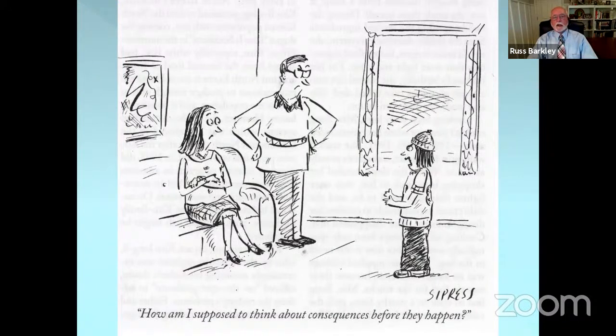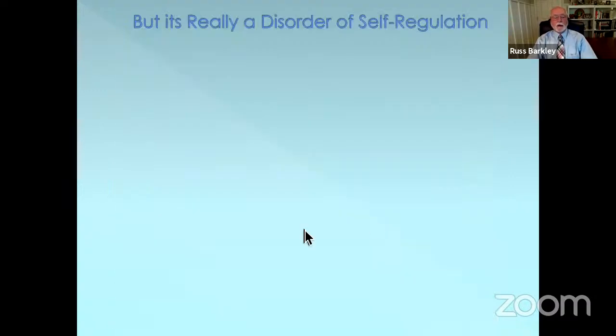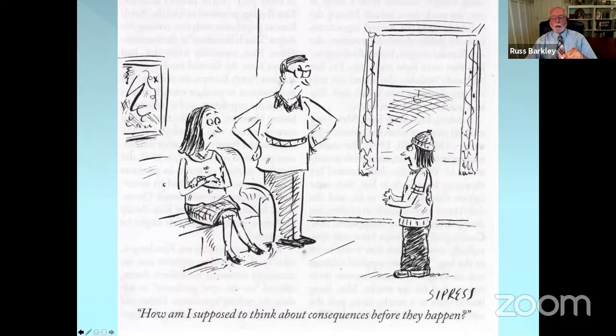And self regulation allows us to think ahead, anticipate consequences, and adjust our behavior so those things don't happen. As this lovely cartoon by Cypress shows here, despite the humor, it actually raises a very serious question. How is it that people can, in fact, know about future consequences before they have happened? So this teenager raises a very good question. How am I supposed to think about consequences when they haven't occurred yet? Indeed, how do we do that?